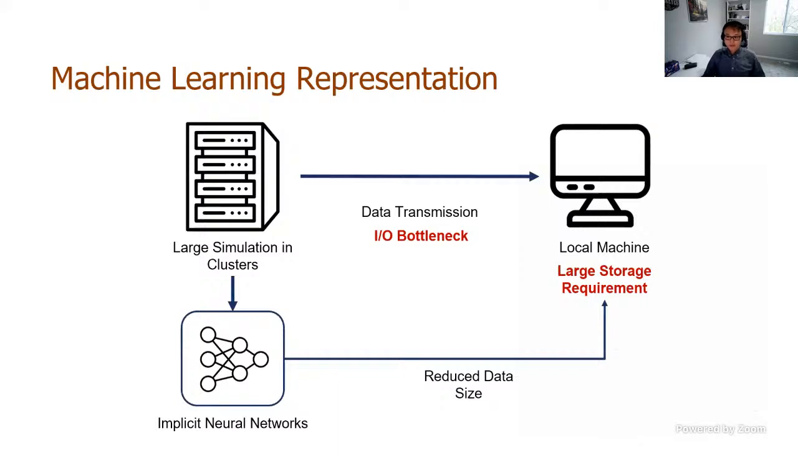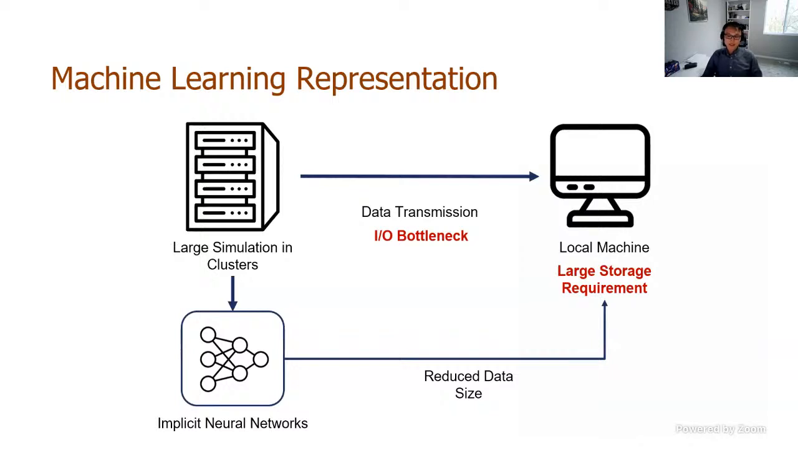In the realm of scientific simulations, which are typically run on large clusters, there is a common practice of transferring data to local machines for visualization to save on supercomputer resources. This, however, leads to two major problems: the I/O bottleneck and the high cost of local storage. A widely embraced solution involves using neural networks to represent the raw simulation outputs.